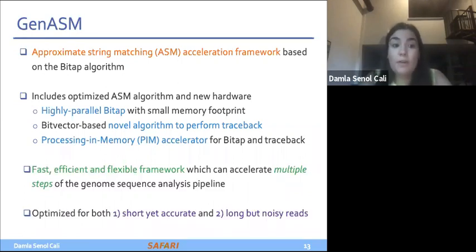And we optimize our design for 2 types of sequencing technology data. So one of them is short yet accurate, and the second one is long but noisy reads. So both of them are existing. So that's why our goal is to optimize our design for both scenarios.